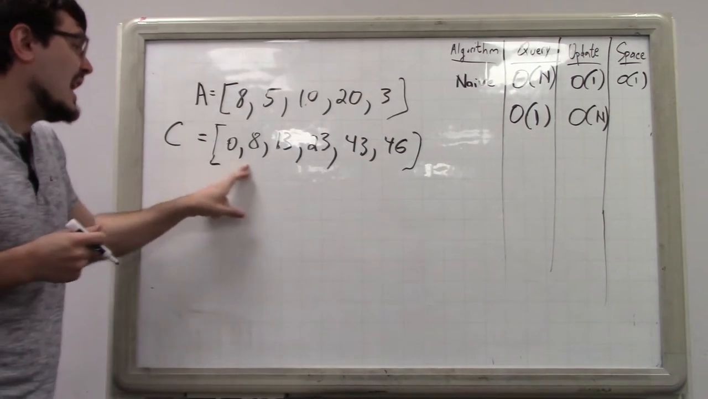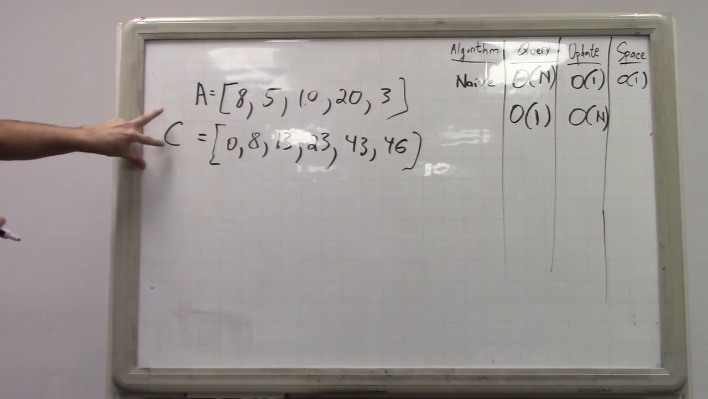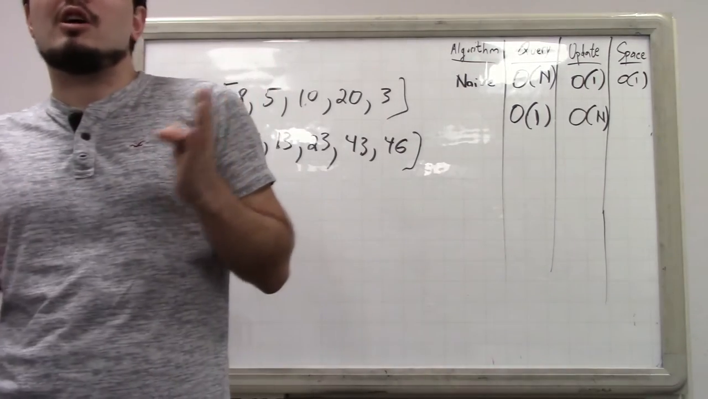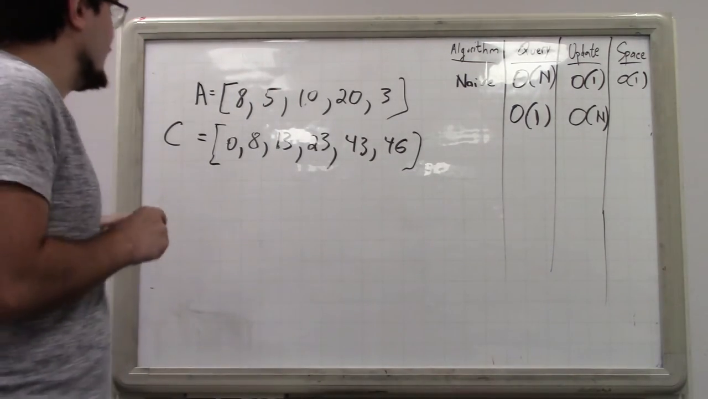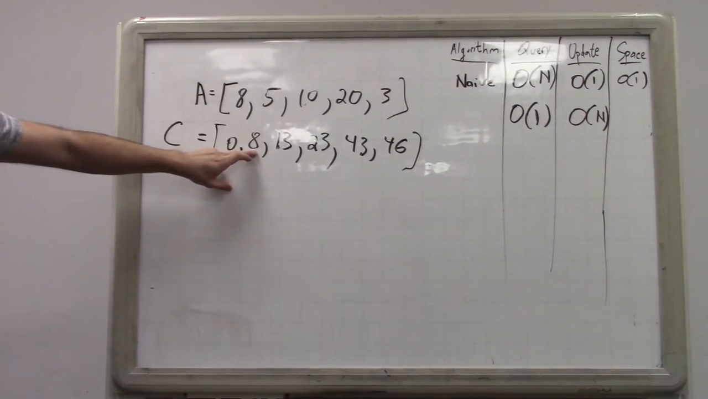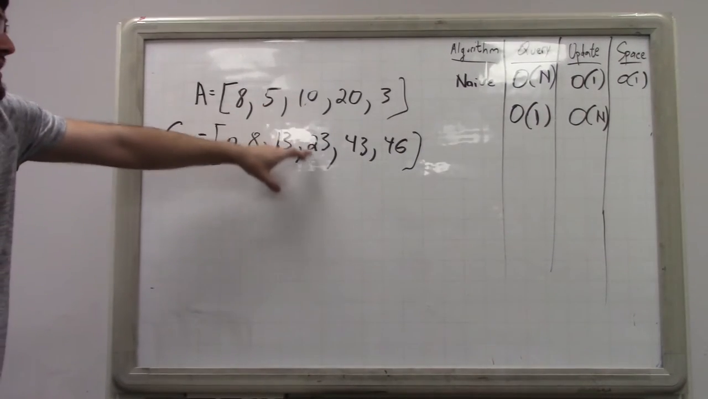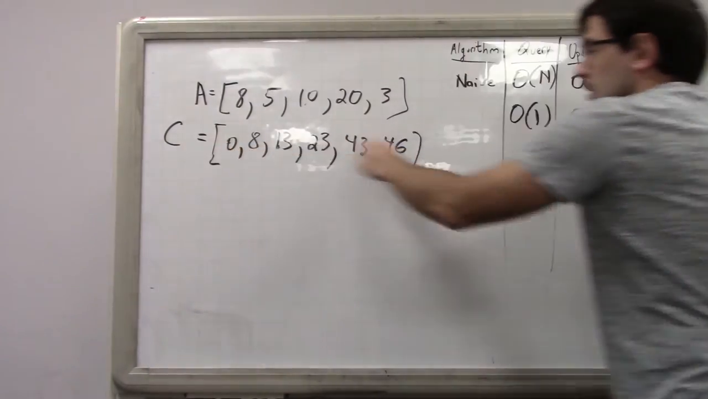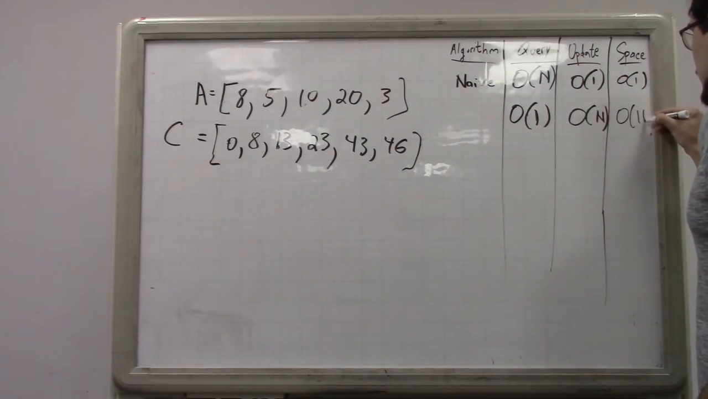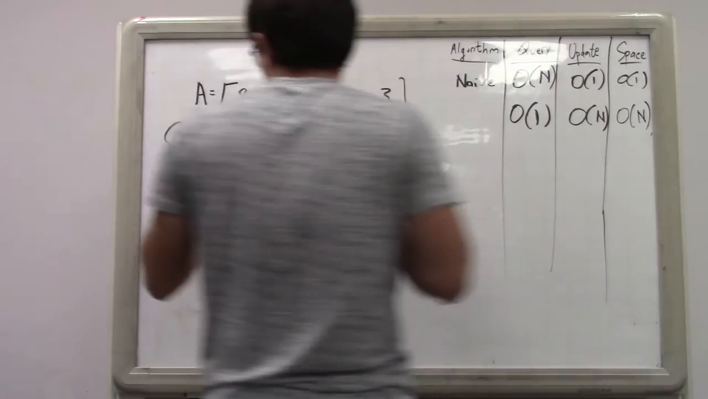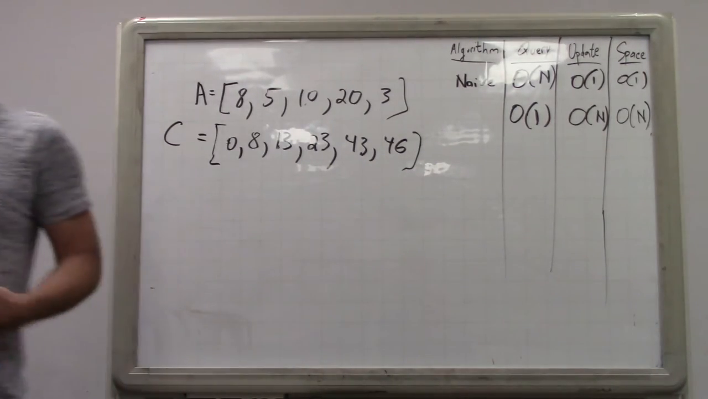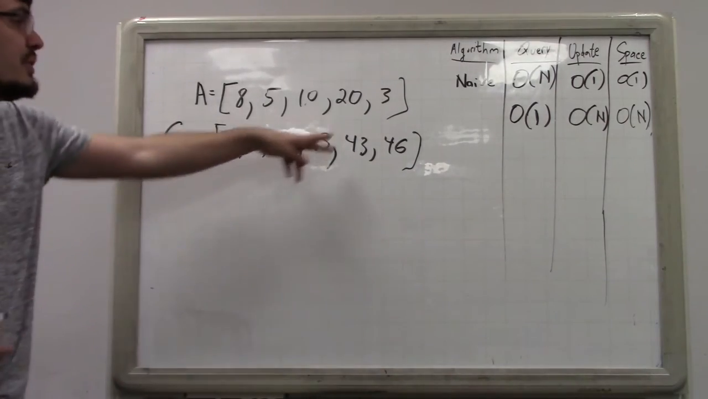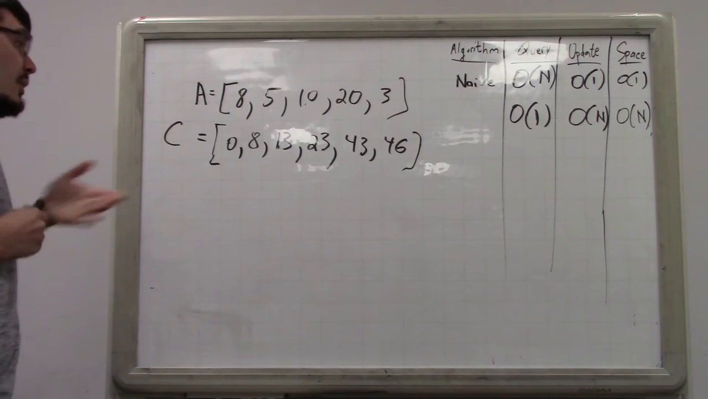Basically C of I is the sum of A of I minus 1 all the way back to A of 0. So first it will be 0 and then 8. Then I take this 8 and add this 5, get 13. I take this 13 and add this 10. So clearly this is being computed in linear time. We will need to build this array explicitly, so we will need to store it in linear space. This will also require a linear amount of time for the initial pre-processing, before we do any queries. But once we've completed the pre-processing, now we have this.